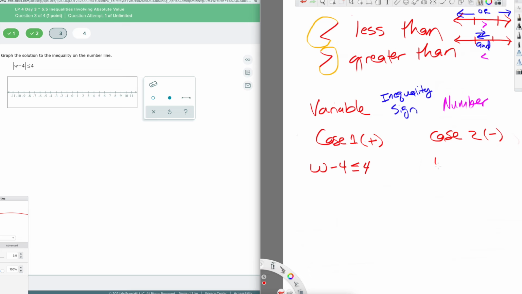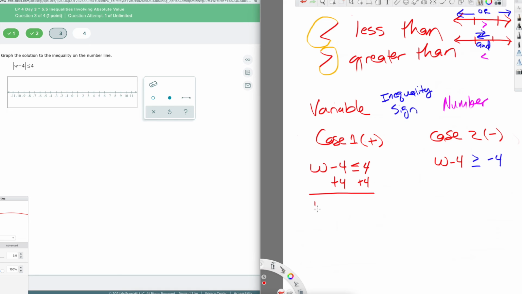And then W minus 4, so if you notice this part's the same. What changes is the end here. So instead of it being positive 4, I'm going to go to the left 4, which is negative 4. That's where left 4 is. And then I'm also going to flip this sign around. So it's going to be greater than or equal to. So now I'm going to go through and I'm going to start to solve these. So I'm going to add 4 to both sides.